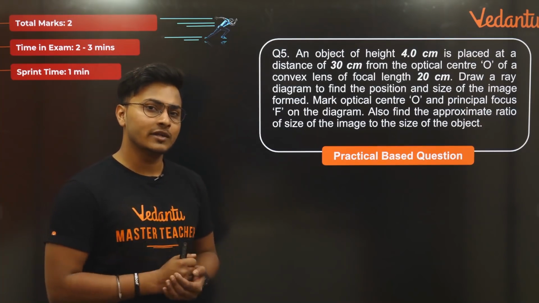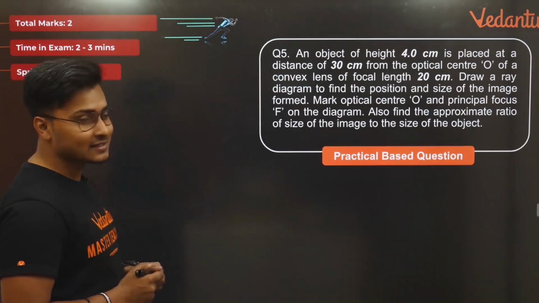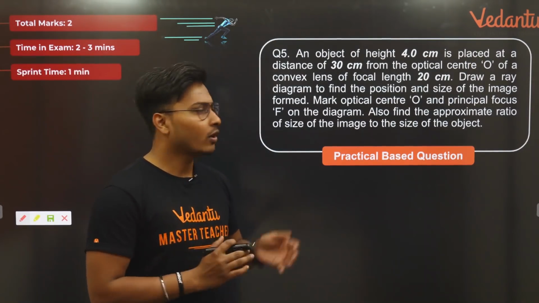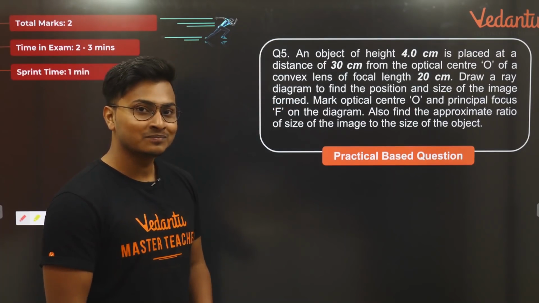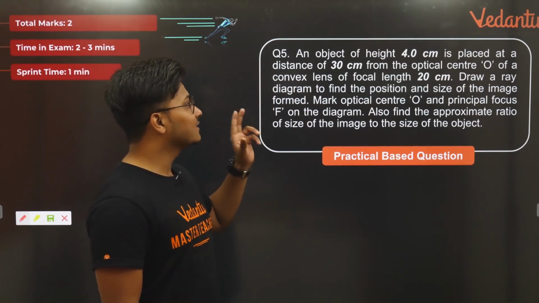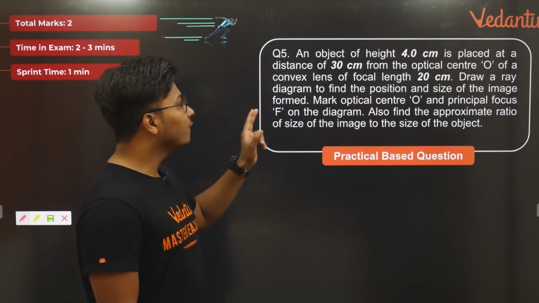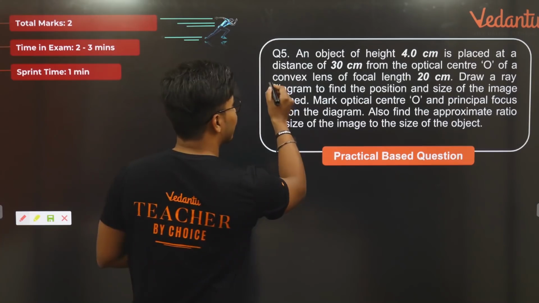This is a very simple question, and you should not take more than 1 minute to do this in this sprint, but in the exam you can take more time, it's okay. This is a very proper diagram based question. What is this question? An object of height 4 centimeter is placed at a distance of 30 centimeter from the optical center O of a convex lens of focal length 20 centimeter. You literally have to draw this, very clearly. Let's make it. I don't care about anything else; we care about the convex lens.